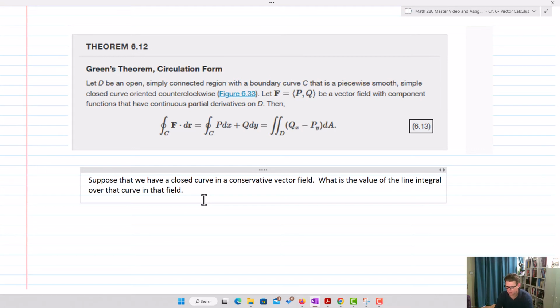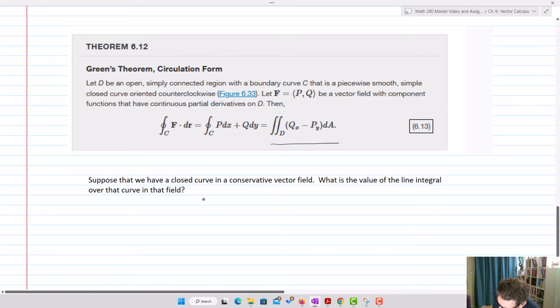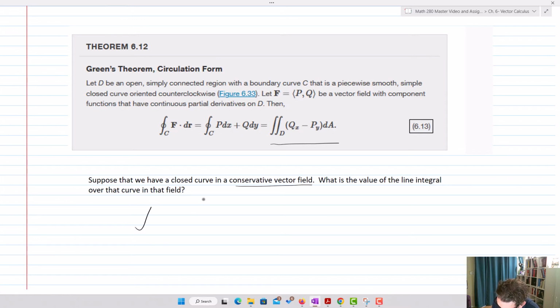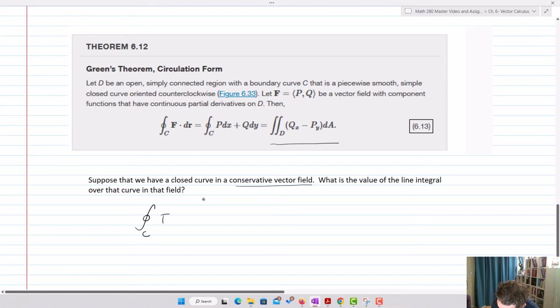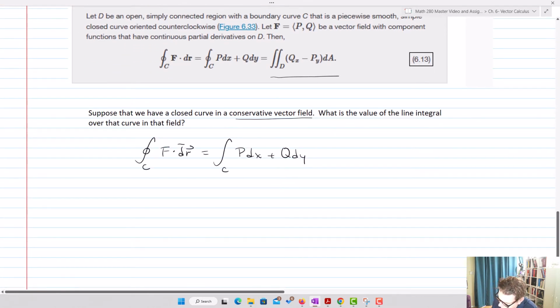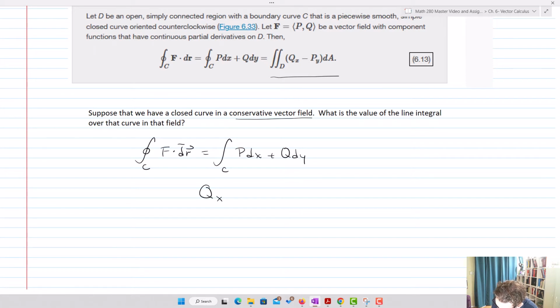So what we're thinking about here is, okay, well, do I really want to calculate that? I don't necessarily have to, and Green's theorem actually shows me how I don't have to. So if you remember, I have a conservative vector field. According to the fundamental theorem of line integrals, the integral over C of F dot dr is going to equal this, the integral over C of P dx plus Q dy. But since the vector field actually happens to be conservative, we know that Q_x equals P_y.